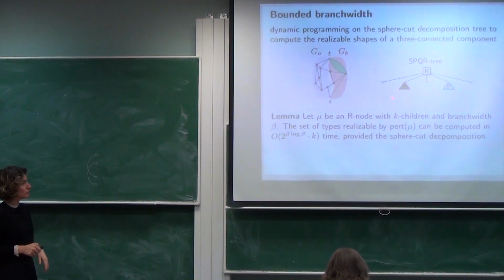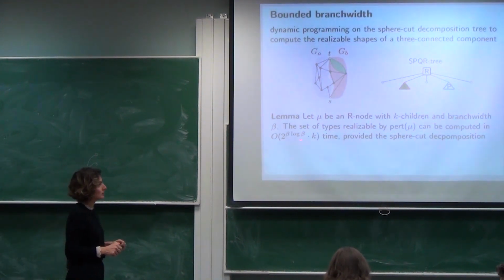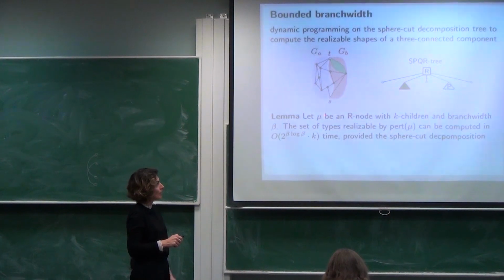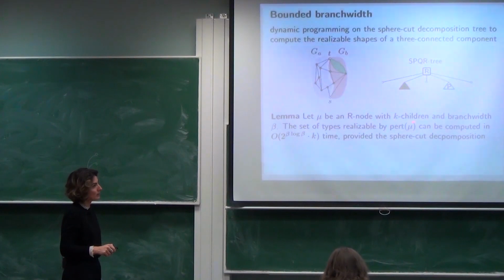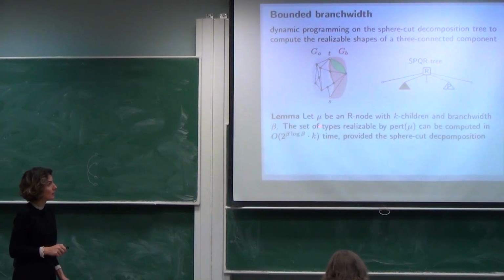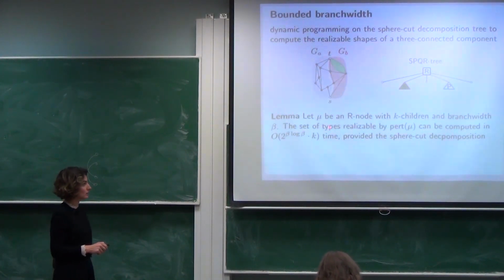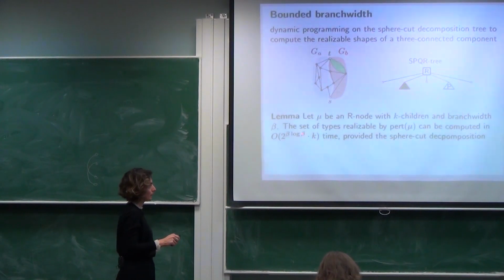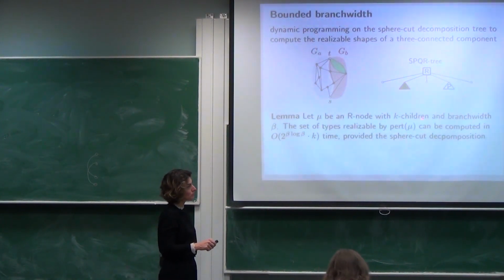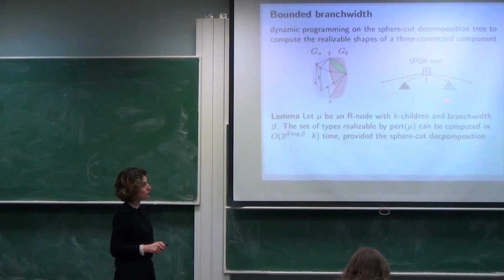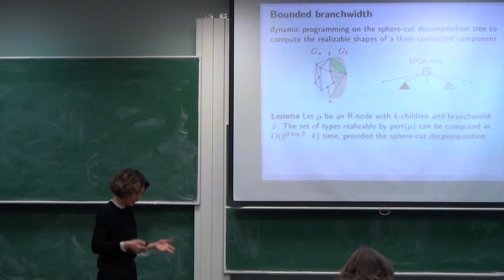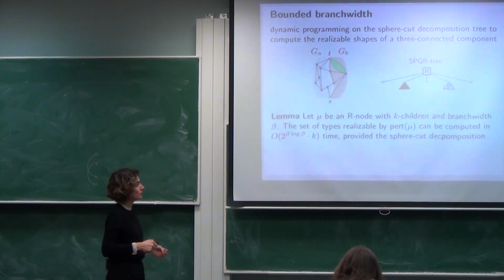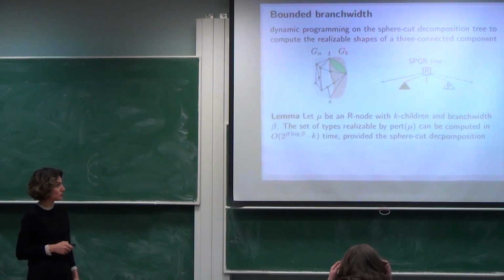So now, taking it all together, if we are talking about a single R node mu with k children and branchwidth beta, the set of types realizable by the corresponding pertinent graph can be computed in the following time, times k, because k is the number of children in the SPQR tree, which means that this is the number of leaves in the sphere-cut decomposition tree, and therefore it bounds the number of operations we do.